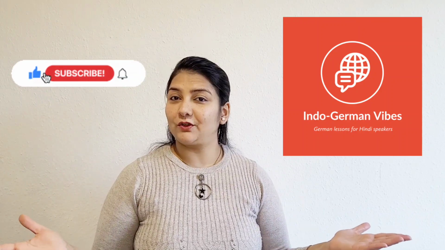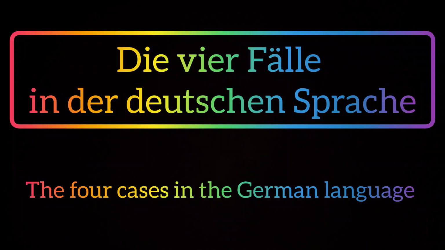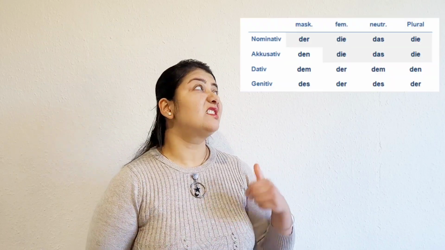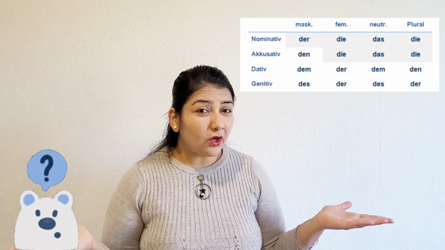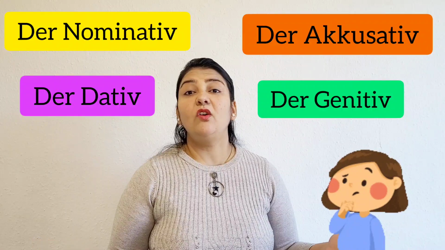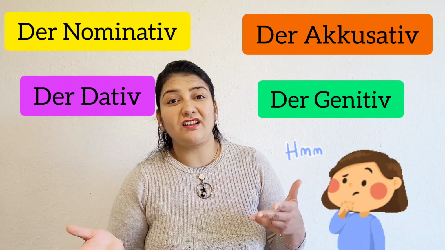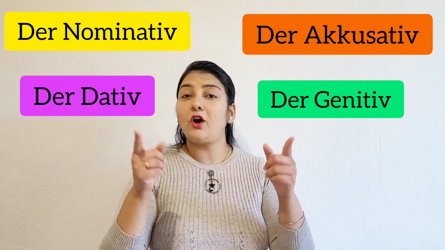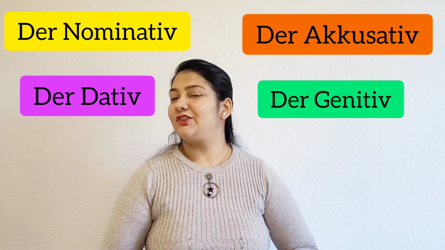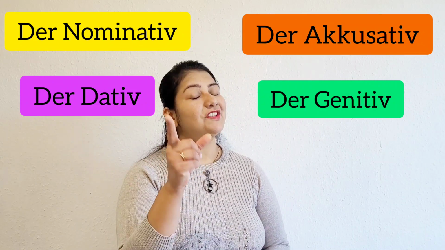And today we are going to talk about the most dreaded topic in German grammar, and that is the vier Fälle in der deutschen Sprache, the 4 cases in the German language. I'm quite sure all of you must have seen such boring tables in your German textbooks which you don't understand at all, and you just don't understand what these nominativ, akkusativ, dativ mean. Today I'm going to clear all your doubts about the cases in the German language. So watch the video till the end.